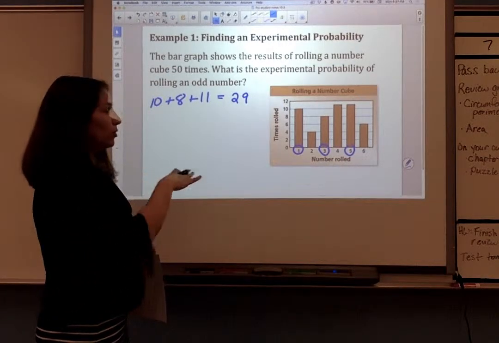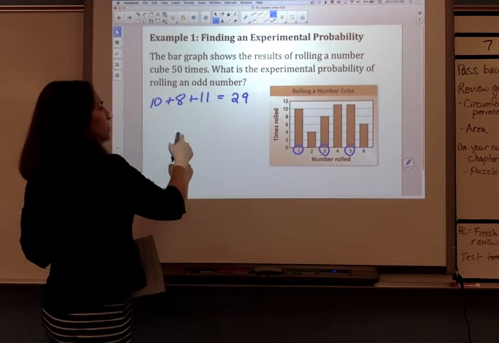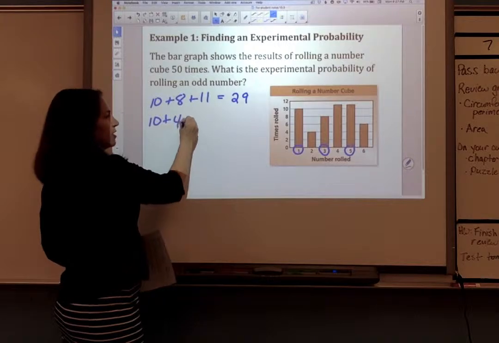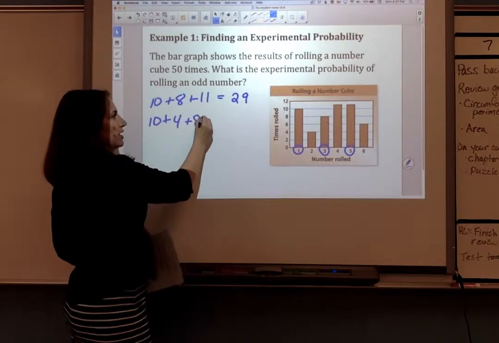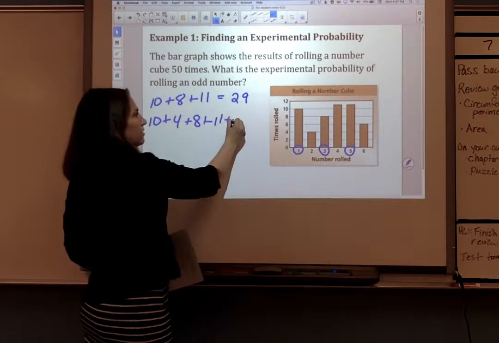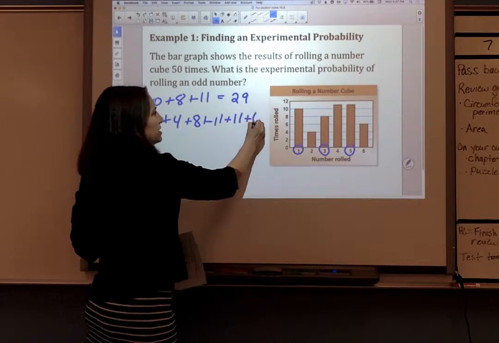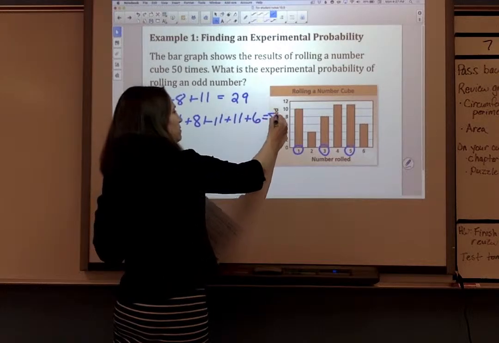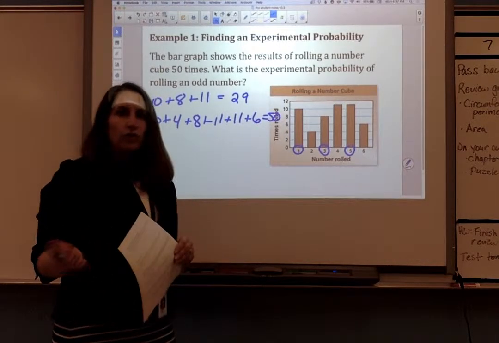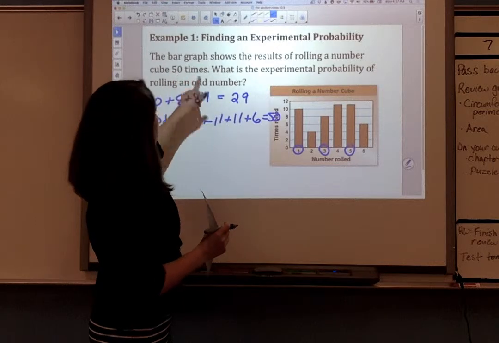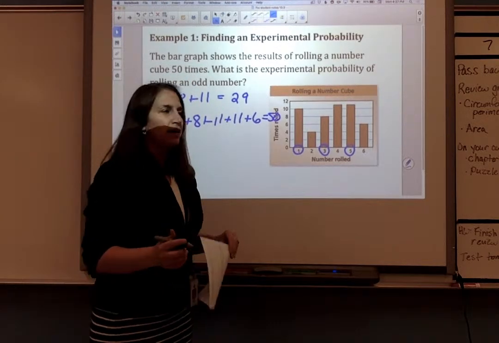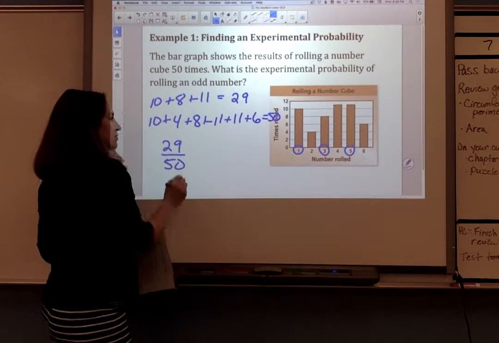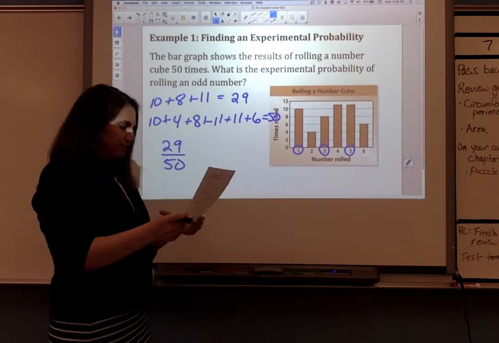Now we want to add up the total number of rolls. So we're going to add up 10, that's how many ones, plus 4 is how many times we rolled a 2, plus 8, plus 11, plus 11, plus 6. So we've added up all of our data here, and that's 50. So it looks like we rolled 50 times, which we were told as well, but we verified that it's 50 times. So 29 out of 50 times, we rolled an odd number.